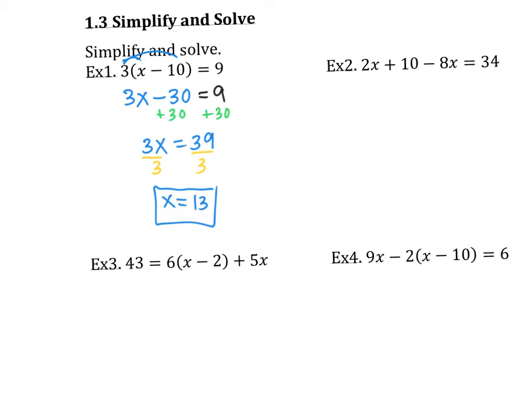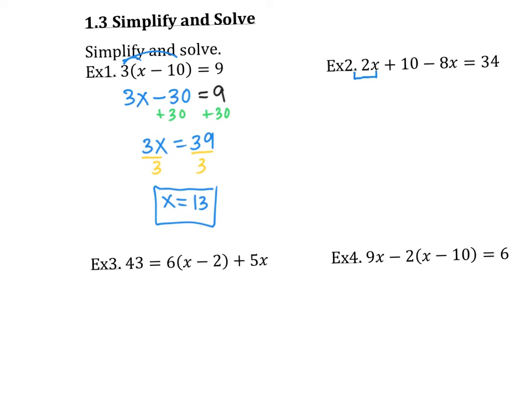Okay, I'm going to go ahead and look at example 2. Example 2 says 2x plus 10 minus 8x equals 34. And sometimes there is more than one way to solve it, and as long as you're showing me your steps, it's a good way. Okay, now if I look at the left side of the equation, I see an x here and I see an x here. I'm going to go ahead and combine those first before I go on and solve the equation. If you do it differently, that's fine, but do show your steps.